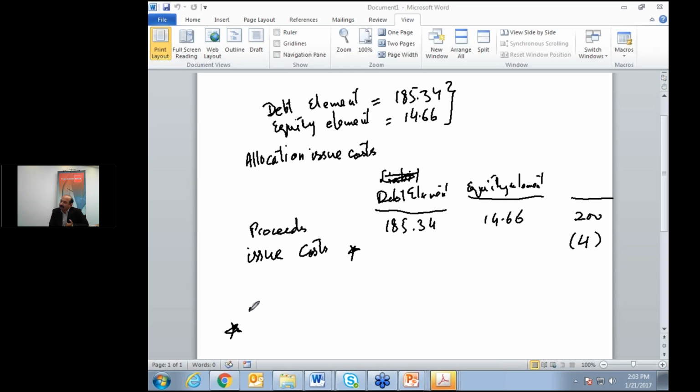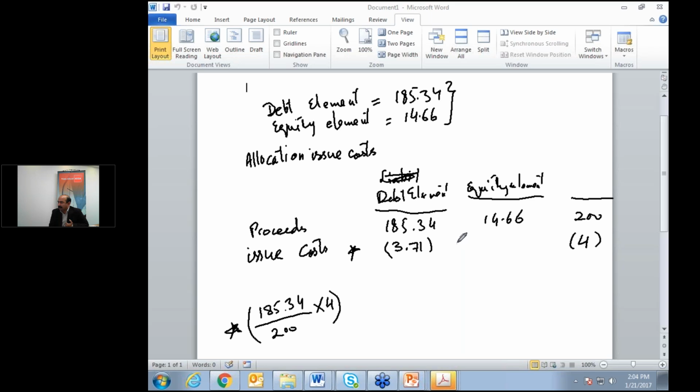Anyway, so the factor will be 185.34 divided by 200 into this issue cost. So this will give us 3.71. This will give us 3.71. So this amount will be allocated to the debt element.